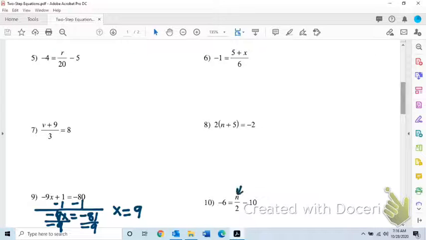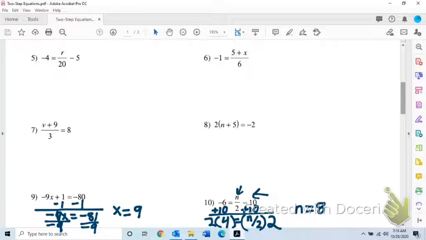So we're looking to isolate that n, so we want to work from the outside in. We've got to get rid of that negative 10 first, so we're going to add 10 to both sides. And that's going to give us negative 6 plus 10 is 4, because negative 6 plus 10 is the same thing as 10 minus 6, equals n over 2. N over 2 is the same thing as n divided by 2, so we multiply by 2. And that gives us n equals 8.